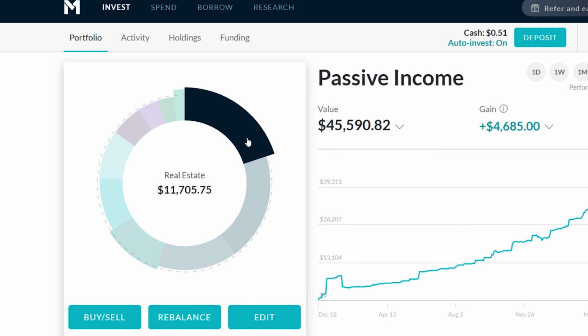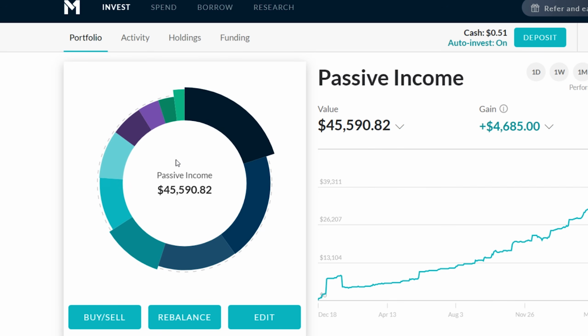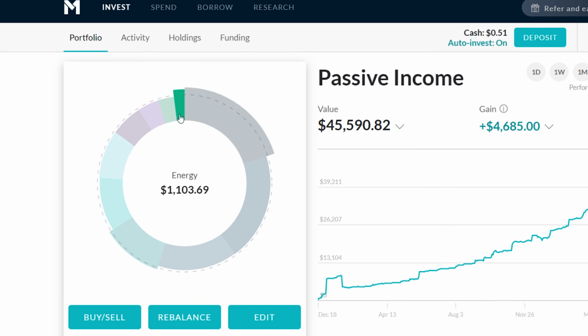So right now, real estate is not going to be getting any future dividends or cash flow. It's going to go into tech or industrials or one of these that are more underweight. It won't go into real estate. It won't go into utilities because both of these are a little bit overweight right now.